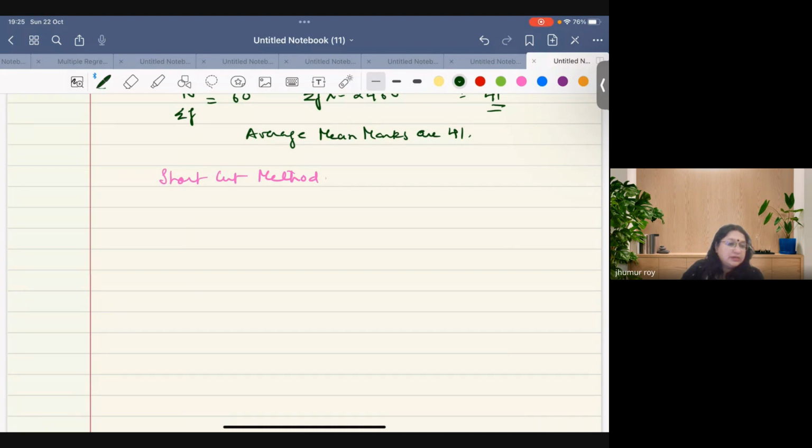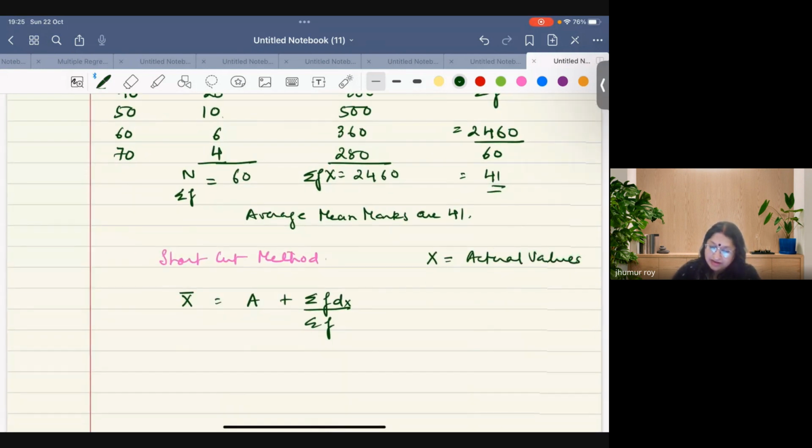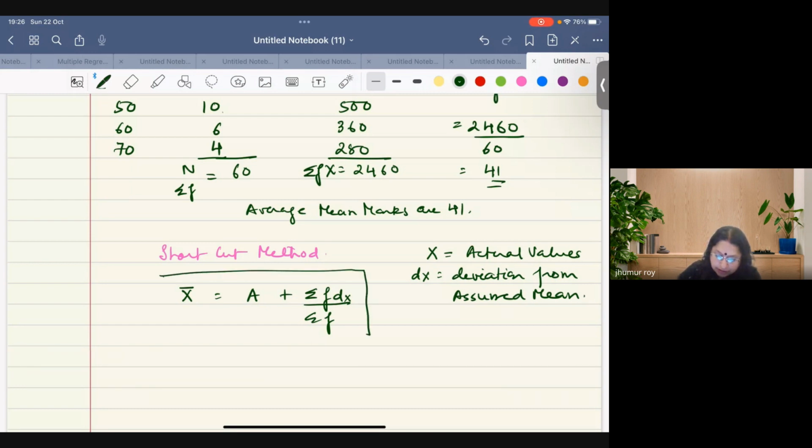Under the shortcut method, I'll write the formula and then on the next page I'll do the question. It is assumed mean plus sigma fd divided by sigma f. Please remember, whenever we write capital X, it means actual values. In the first question we used the actual X values. Whenever we write d, it means deviation from assumed mean. Just write down deviation from assumed mean. This is the second formula that we are talking about.